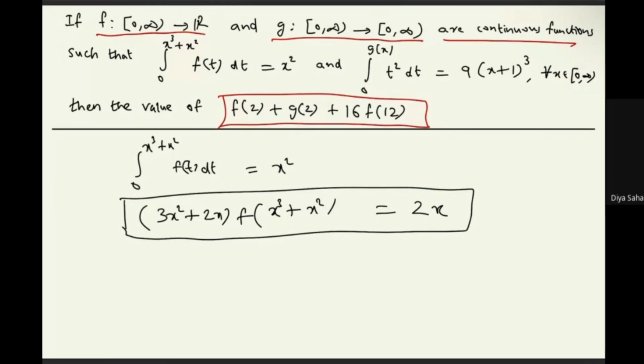Now how about g? What is given on g is that the integral from 0 to g of x of t square is 9 into x plus 1 whole cube. First of all, what is the integral from 0 to g of x of t square?